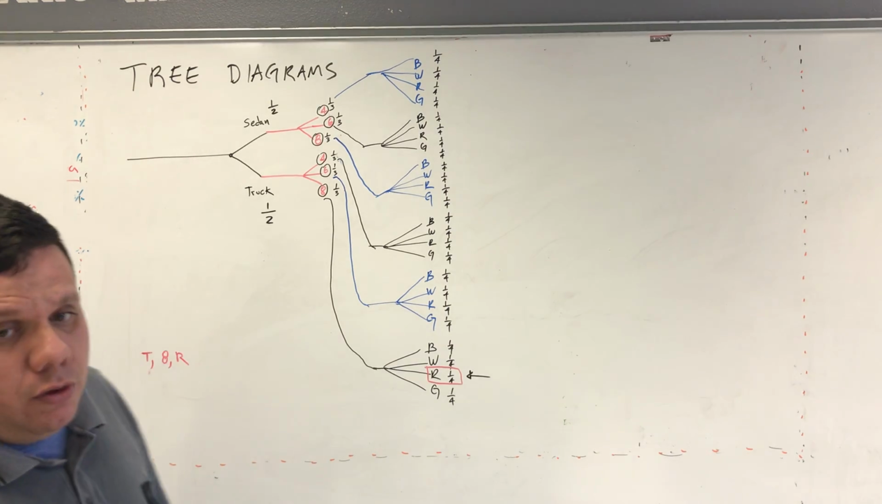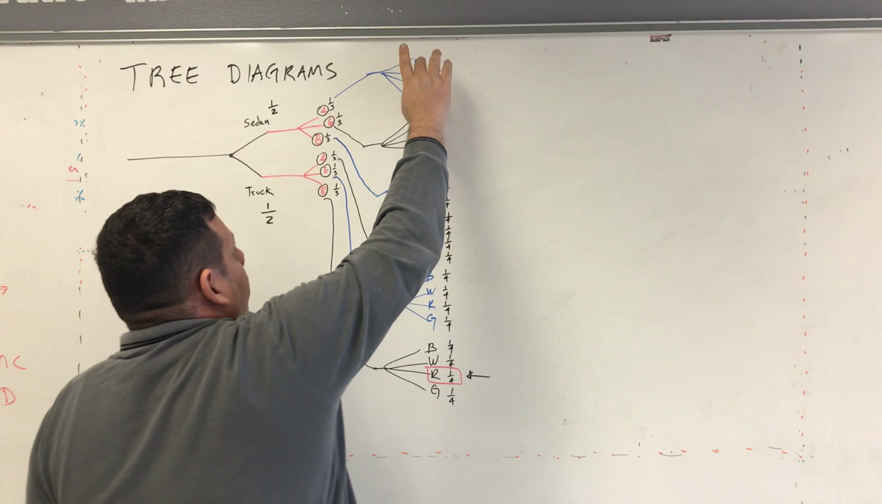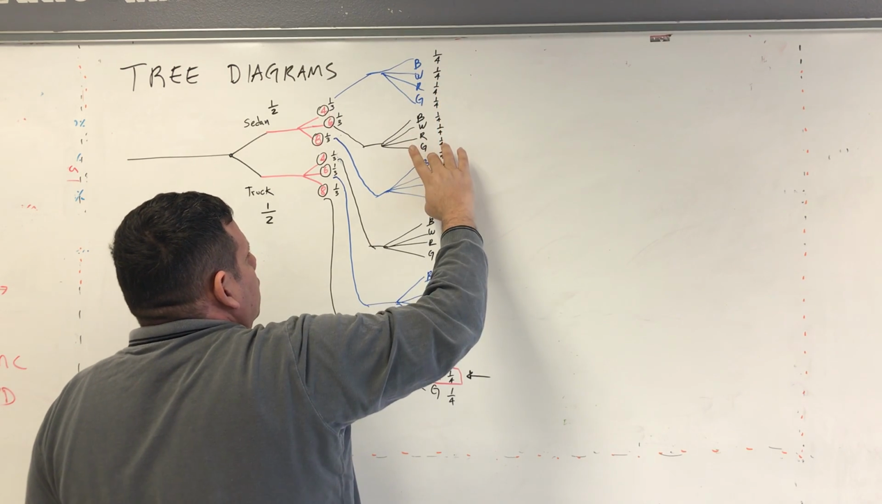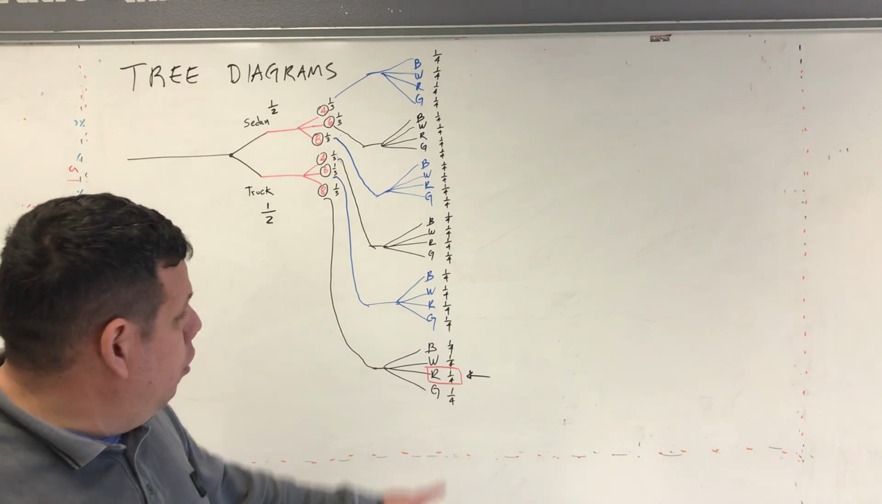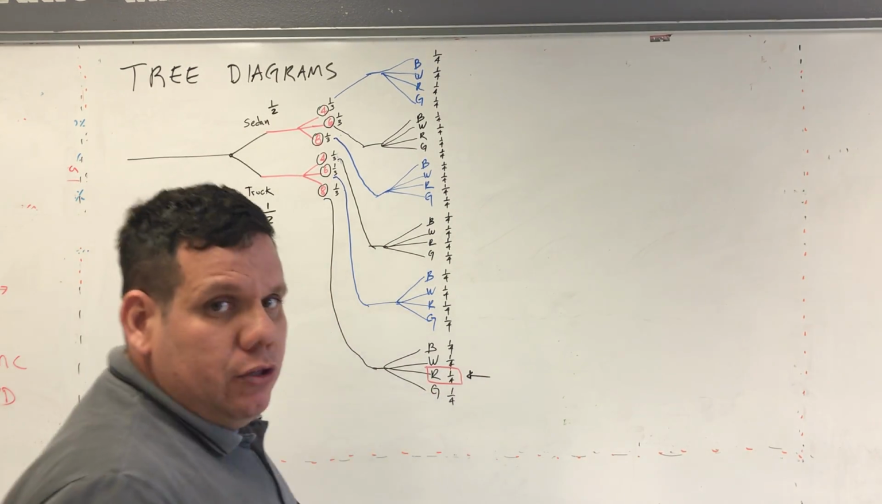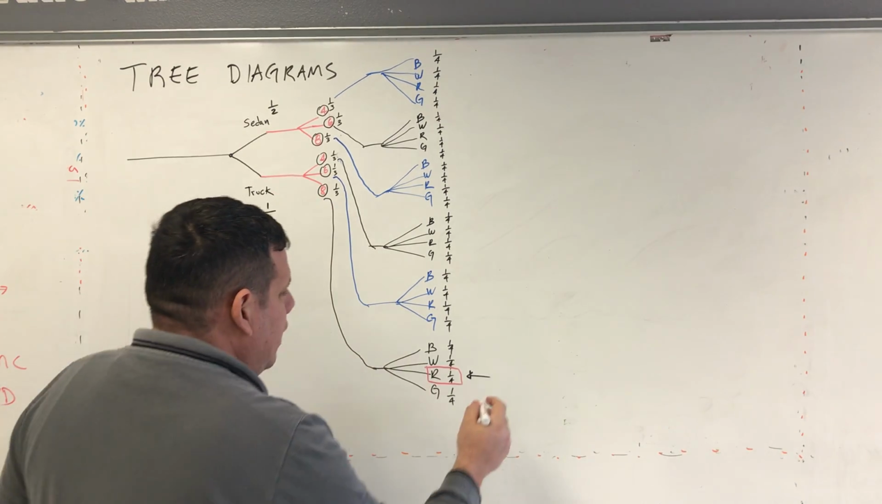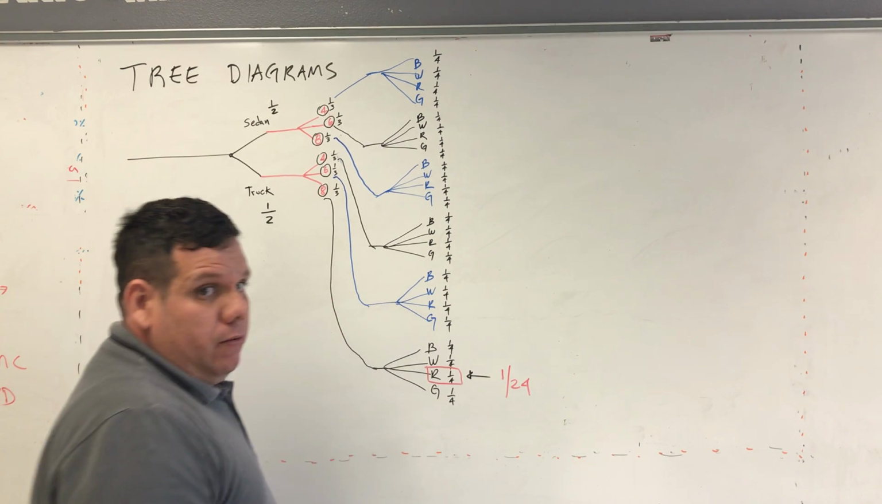Okay, so as you can see, I have many possible outcomes. I have 4, 8, 12, 16, 20, 24, and only one is selected. So if I want to solve this visually, I have selected only 1 out of 24 possible outcomes.